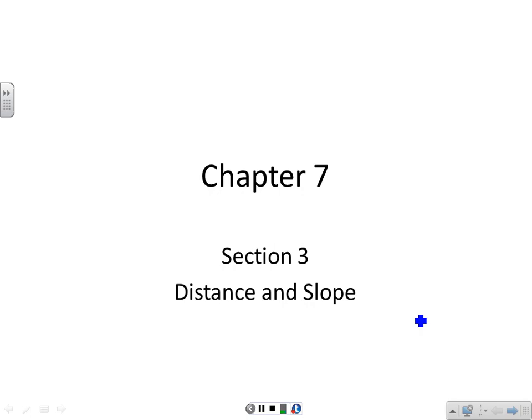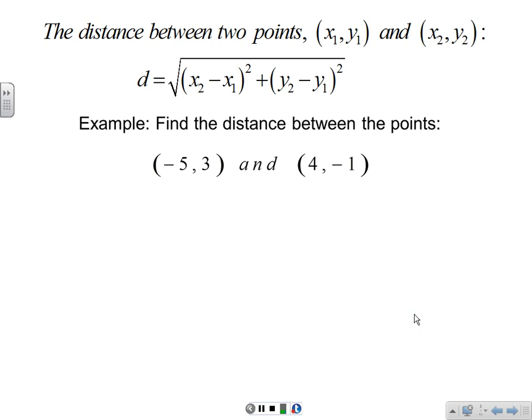Chapter 7, Section 3, Distance and Slope. The distance between 2 points, x1, y1, and x2, y2, can be found by using this formula. D is equal to the square root of x2 minus x1 quantity squared plus y2 minus y1 quantity squared.